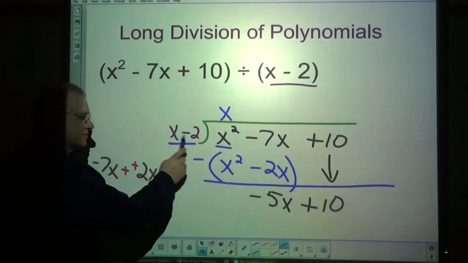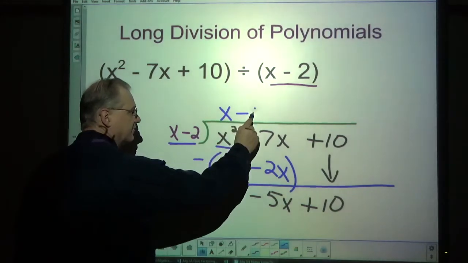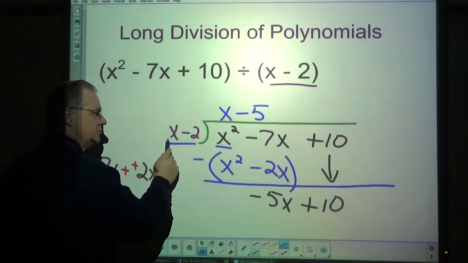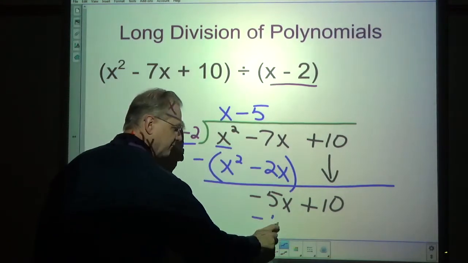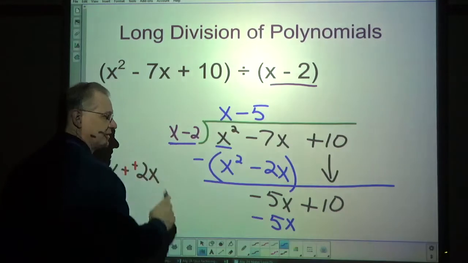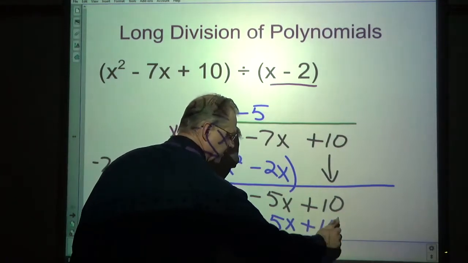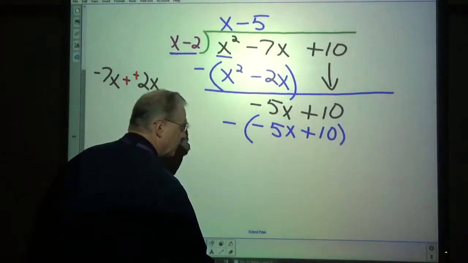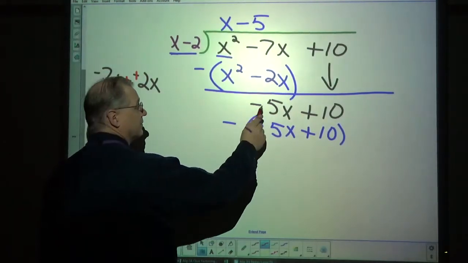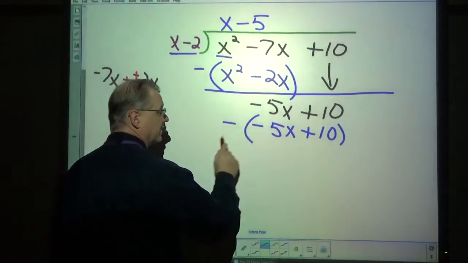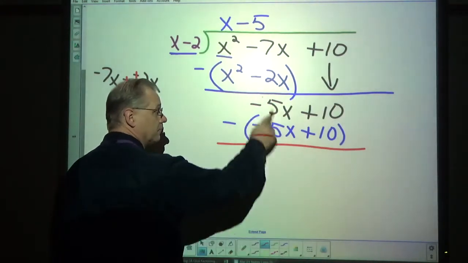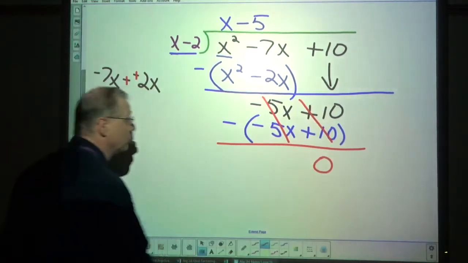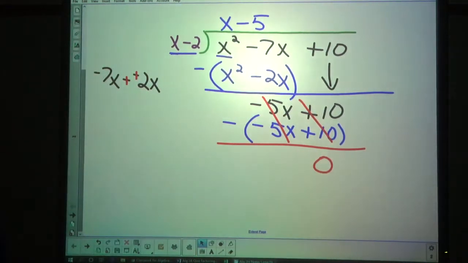What times x gives me negative 5x? Negative 5. Now I multiply the negative 5 times x minus 2. Negative 5 times x, negative 5x. Negative 5 times negative 2, positive 10. When I do the subtraction here, negative 5x minus negative 5x cancels out. 10 minus 10 cancels out. I have nothing left over, so my answer is x minus 5.